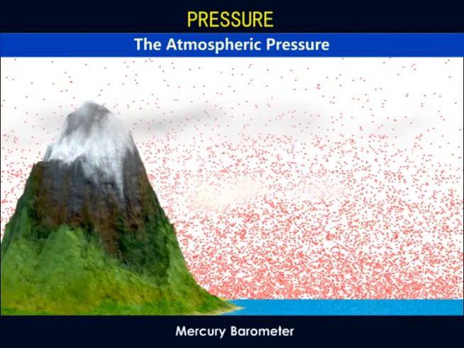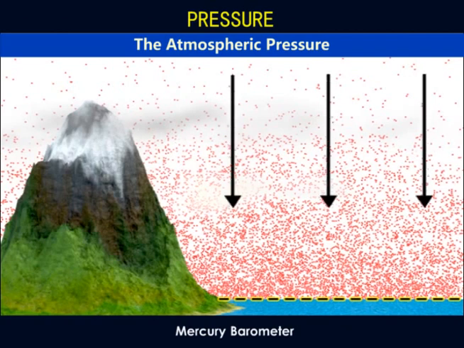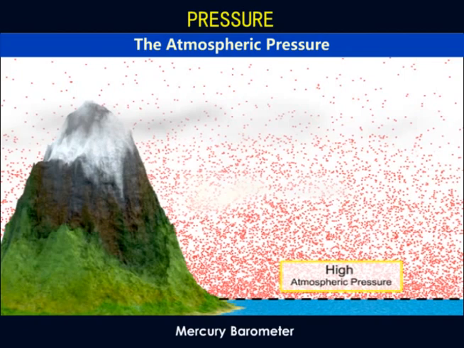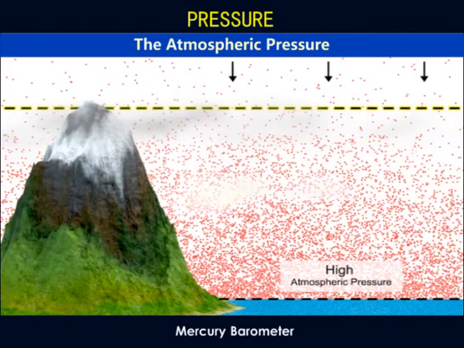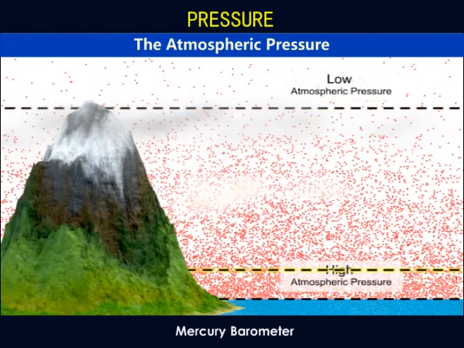Atmospheric pressure varies from place to place depending on altitude. At sea level, all the weight of the atmosphere above is pushing on the earth. Therefore, the atmospheric pressure is at its highest. As altitude increases, the total amount of atmosphere above a surface is much less than at sea level. Therefore, the atmospheric pressure is much lower. So atmospheric pressure decreases with increasing altitude.